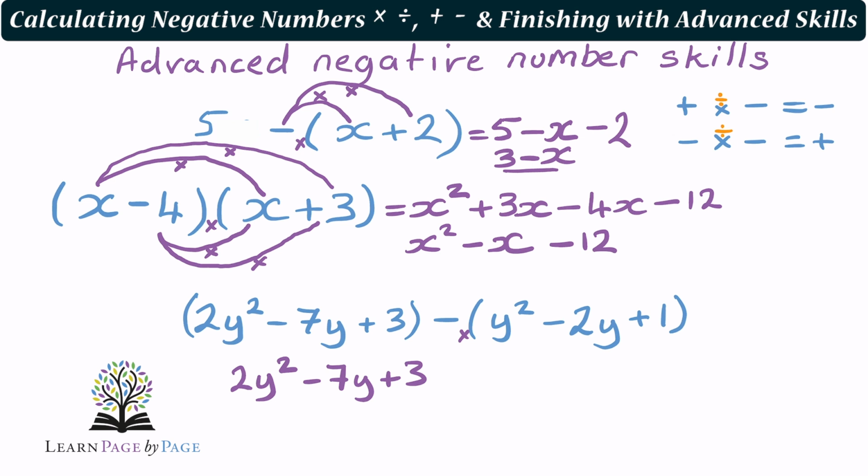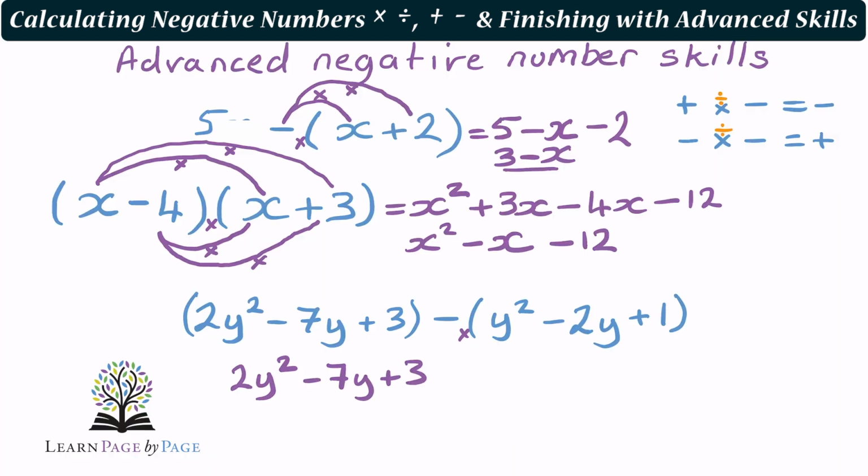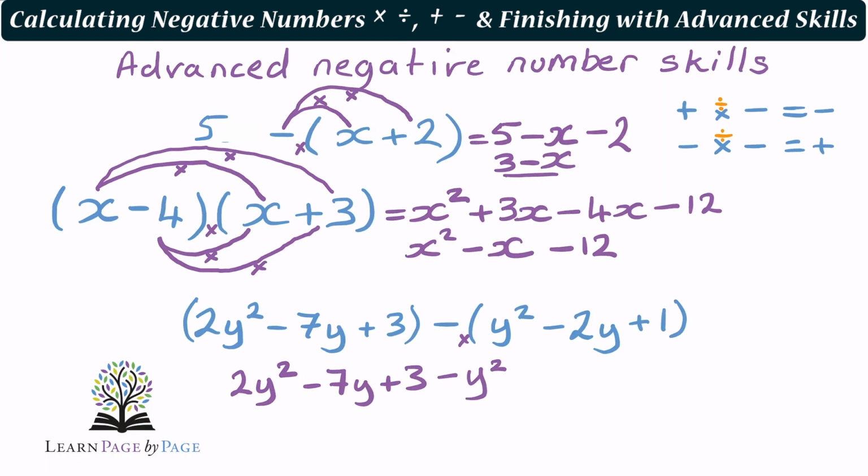So firstly, we have negative multiplied by +y squared. That's going to give you -y squared. Next one, negative multiplied by -2y. That's going to give you +2y. And lastly, negative multiplied by a +1. That will give you a -1.